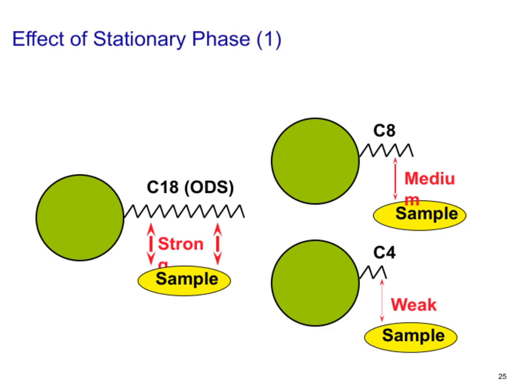By selecting the appropriate phase, we can control the retention and resolution of our analytes, ultimately enhancing the effectiveness of our chromatography method. So this slide underscores the importance of understanding how different stationary phases influence separation, which is vital for achieving precise and reliable analytical results.